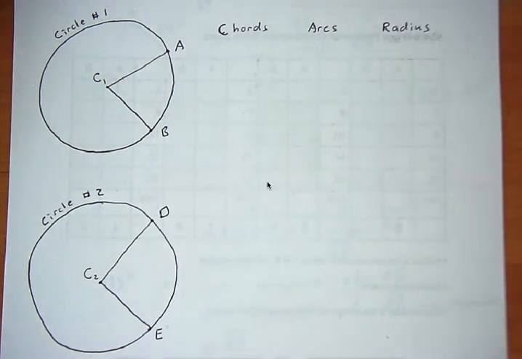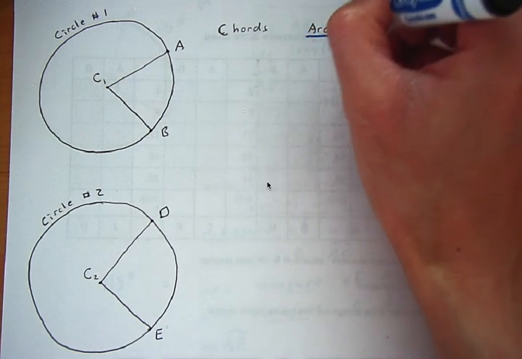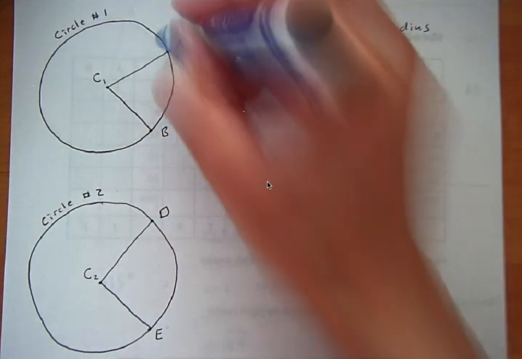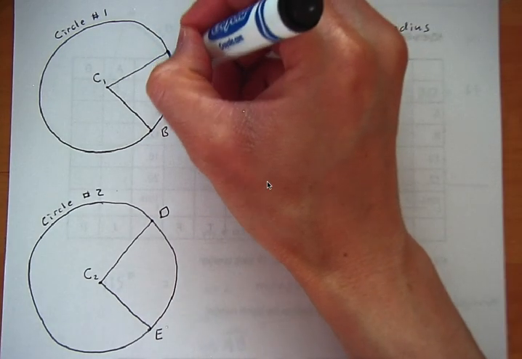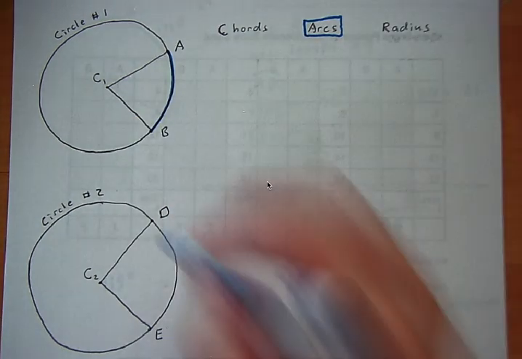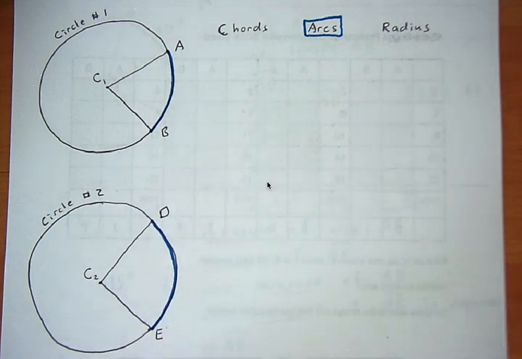Okay, so first let's go over the word arc in these two pictures. So this would be arc AB going around the circle. This is arc DE.